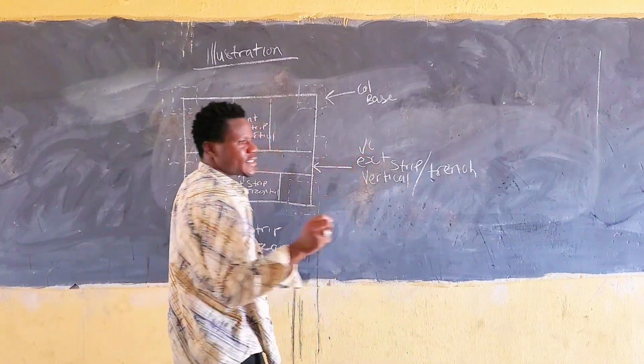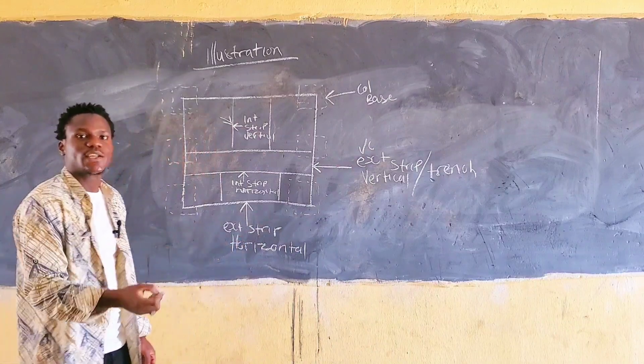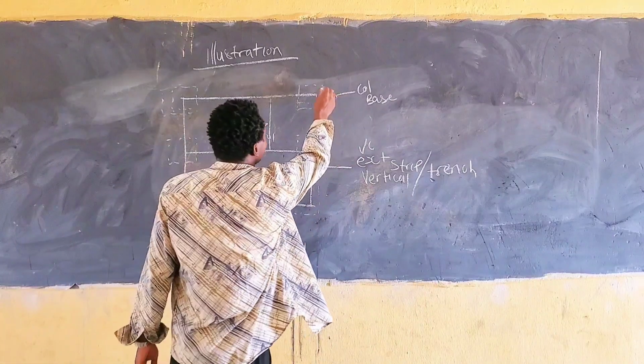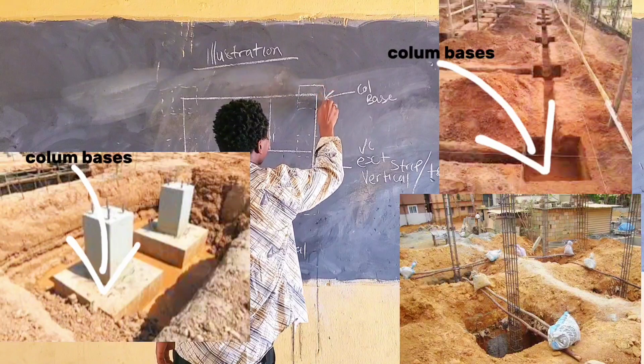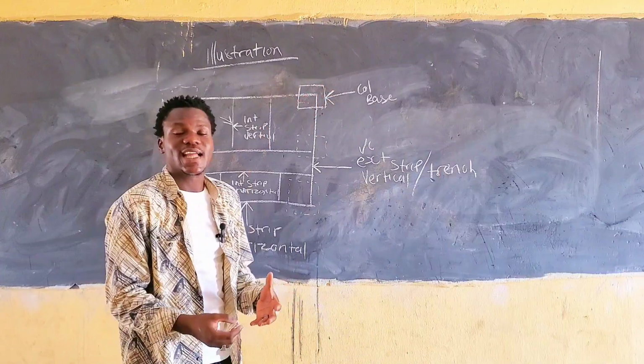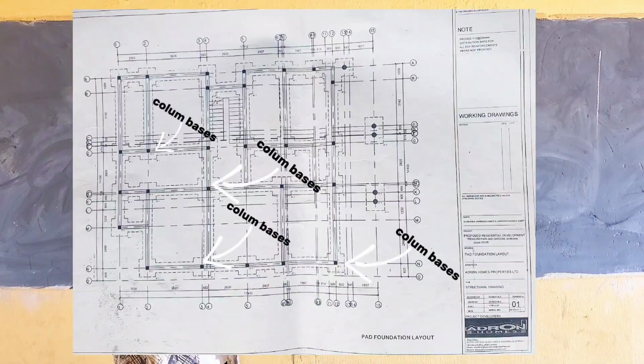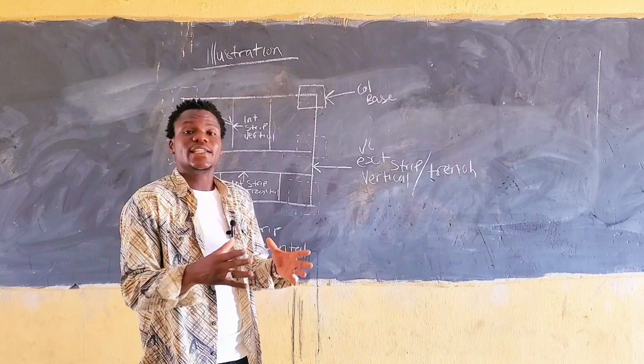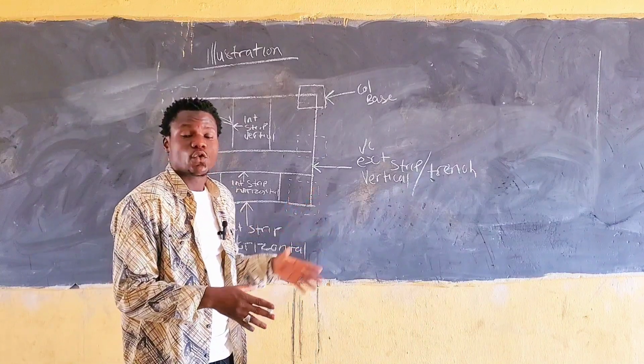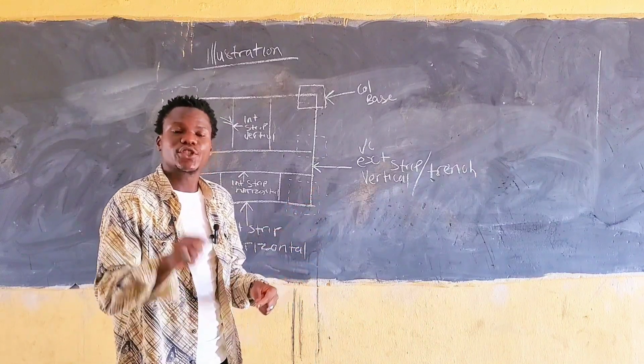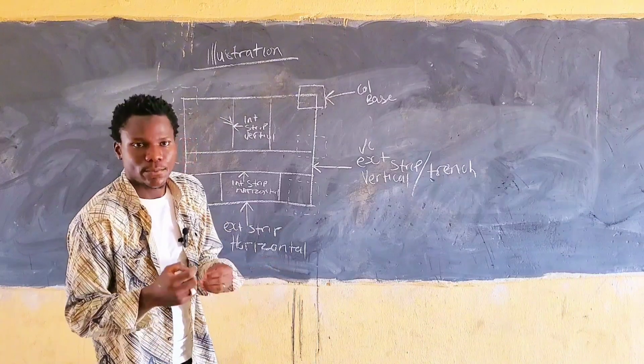While the column bases that I was talking about that we'll also be dealing with in the course of our measurements, these are the column bases. All the drawings that I'm going to be using for these measurements will be clearly displayed on the screen. The link to the drawing that I'll be using for these measurements will be dropped in the description down below. So make sure you download it so you can follow me properly.